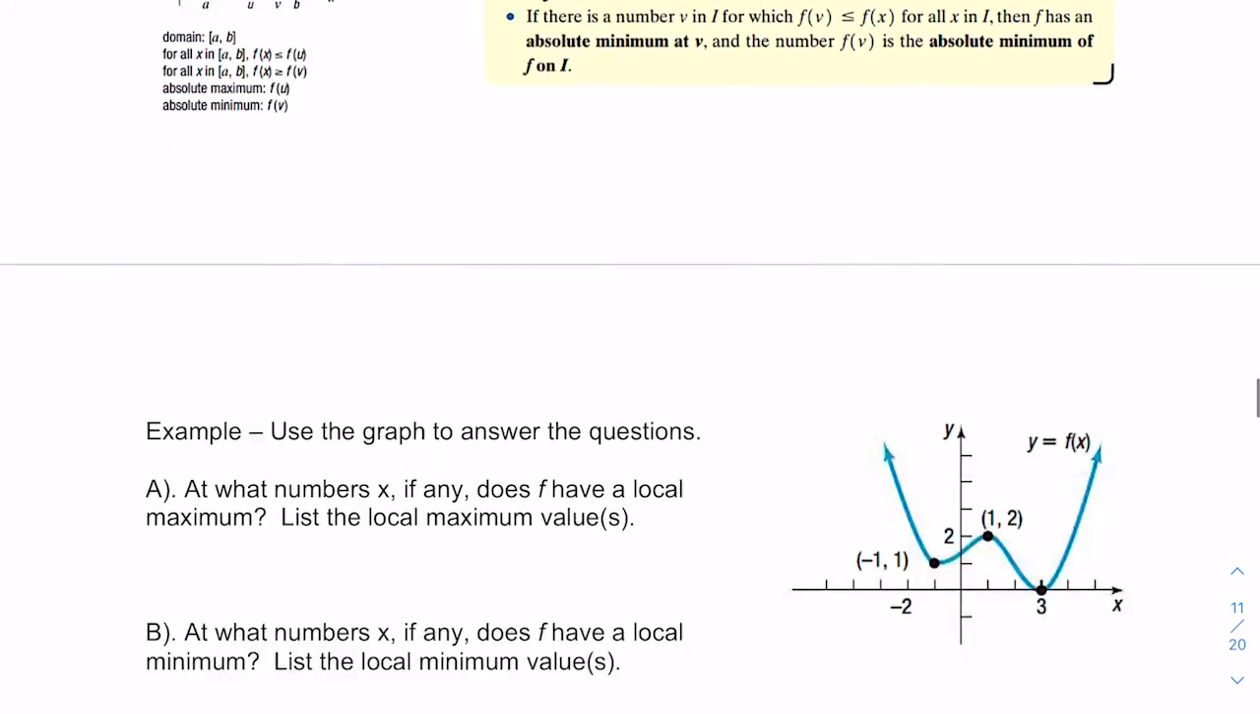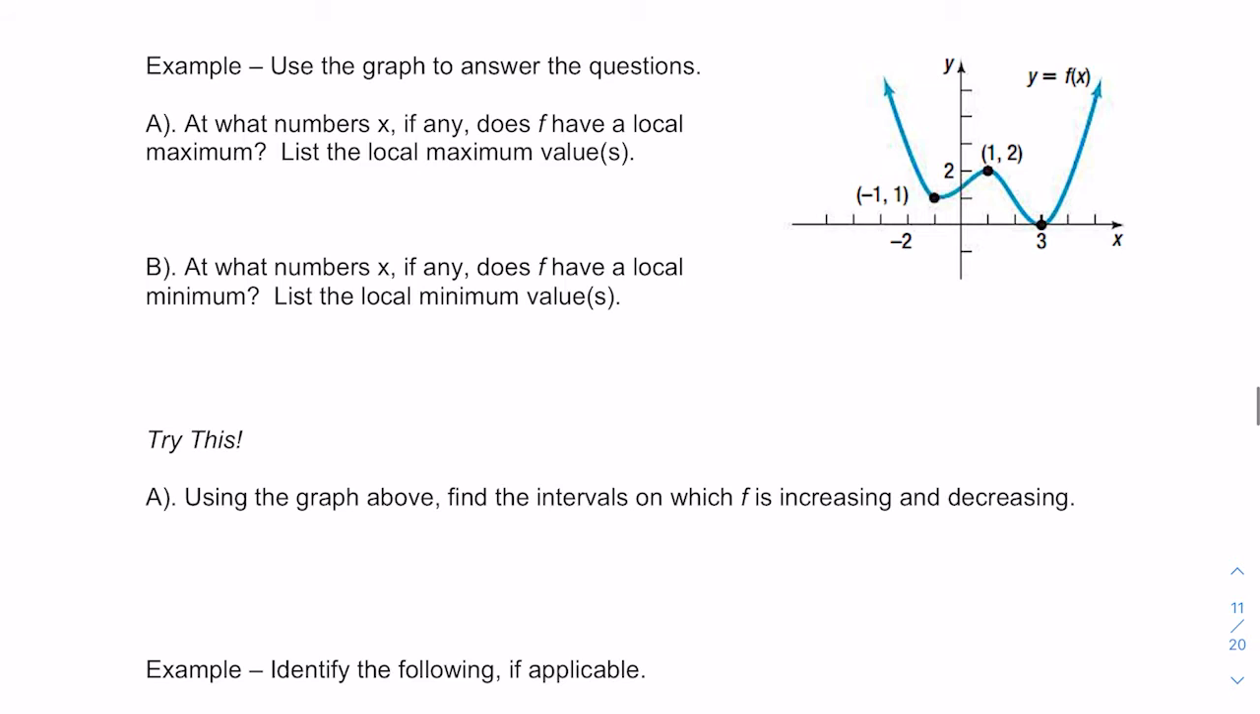Okay, so let's look at some examples. So here we have a graph. At what numbers x, if any, does f have a local maximum? List the local maximum values. Okay, so the only local max here is the number 2.